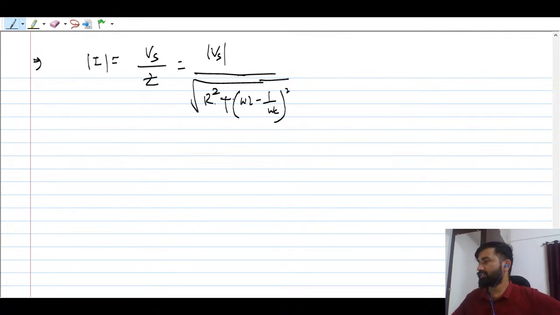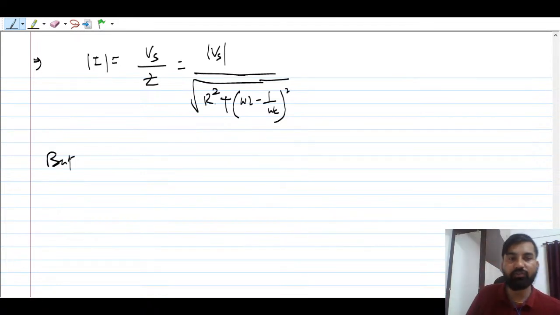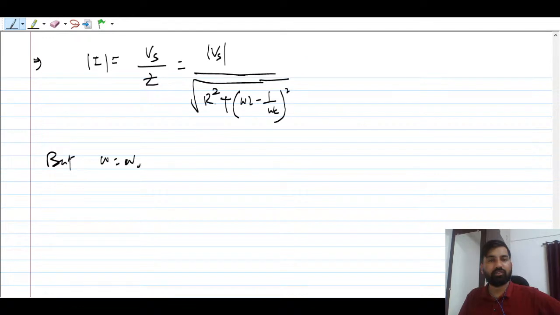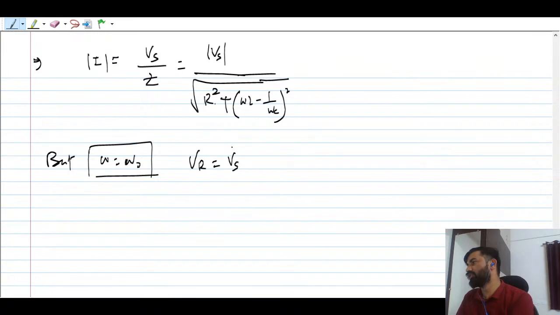I'm talking about the magnitude of current and the magnitude of voltage. So at omega equal to omega naught, what you can have here is that VR will be equal to Vs. Your VR is going to be equal to Vs. Please remember these things.